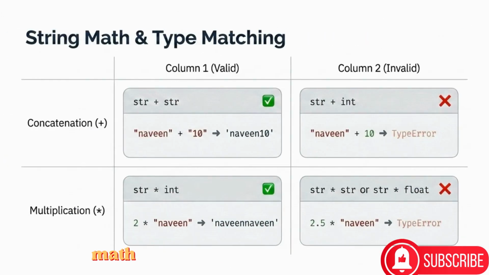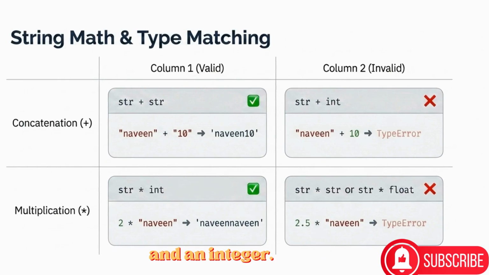Python allows string math through concatenation with the plus operator, only when combining two strings. Multiplication is also supported, allowing you to multiply a string by an integer to repeat it. Type errors occur when mixing incompatible types, like trying to add a string and an integer.